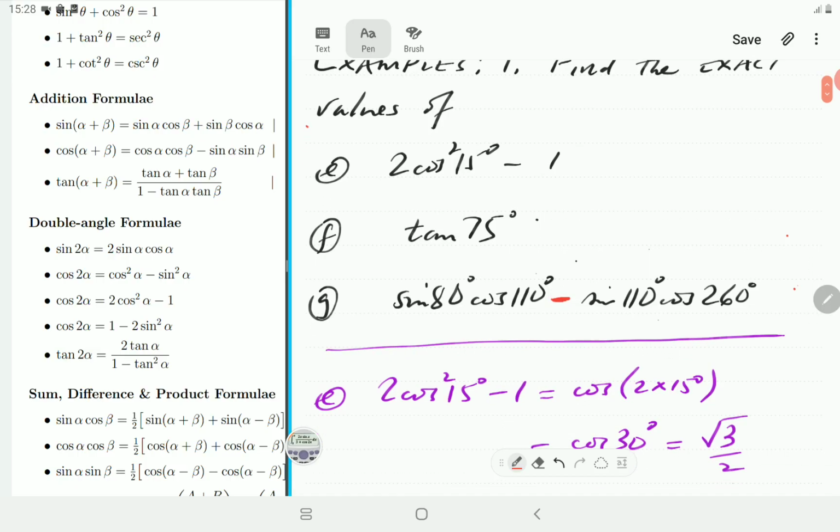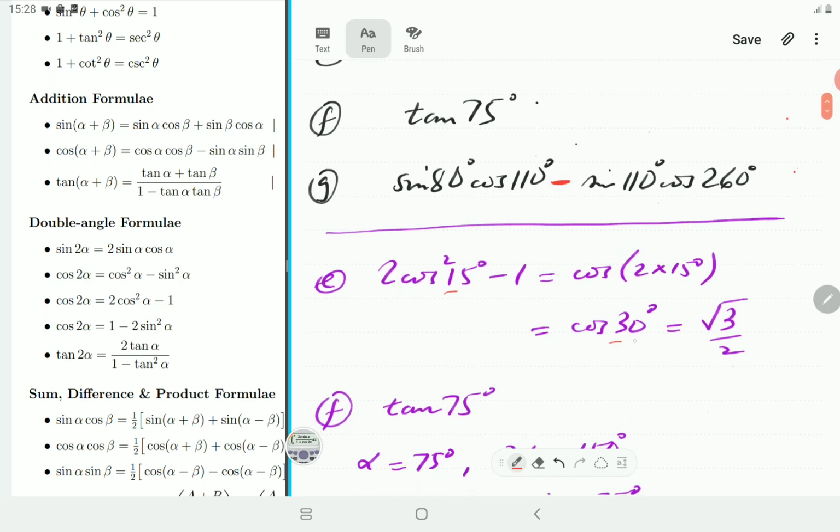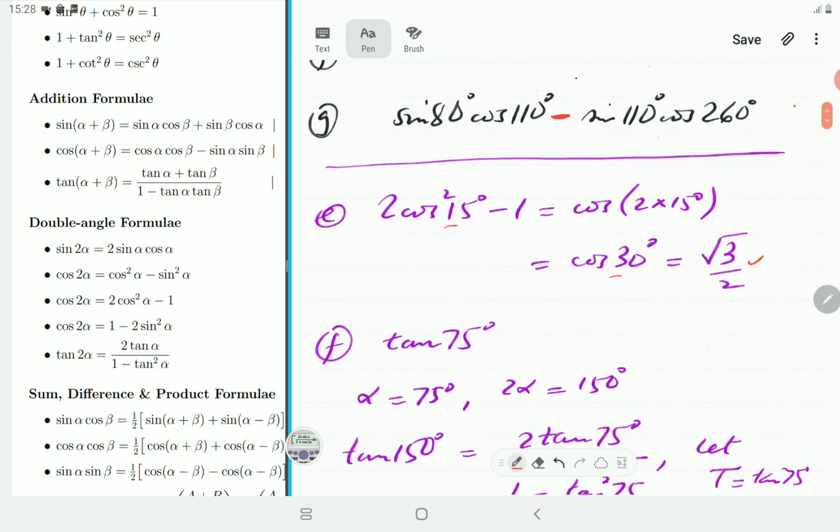Alright, for E, we've got 2 cos squared 15 minus 1, and if we look at our double angle formula, we can see that it's just the double angle formula for cosine, which involves cos only. So if alpha is 15, then 2 alpha is going to be 30, so that's just going to be cosine 30, which is root 3 on 2.